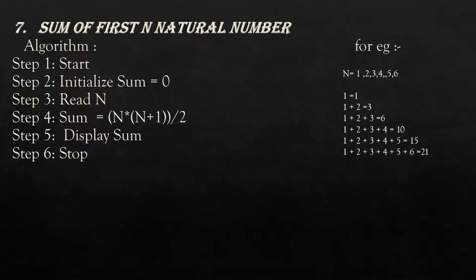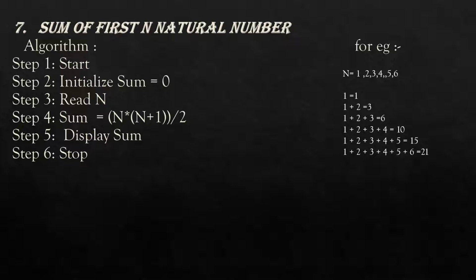Seventh is sum of first n natural numbers. Suppose a user enters n as 6, so we need to do the sum of 1, 2, 3, 4, 5, 6. So it will be like 1 is equals to 1, 1 plus 2 is 3, and 1 plus 2 plus 3 is 6, and so on. 1 plus 2 plus 3 plus 4 plus 5 plus 6 is equals to 21. So if we do 1 to 6, the sum is 21. Based on this, we need to write an algorithm.